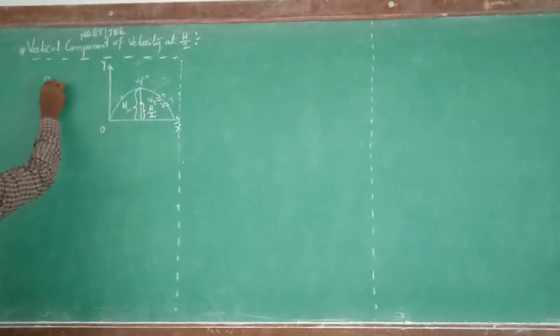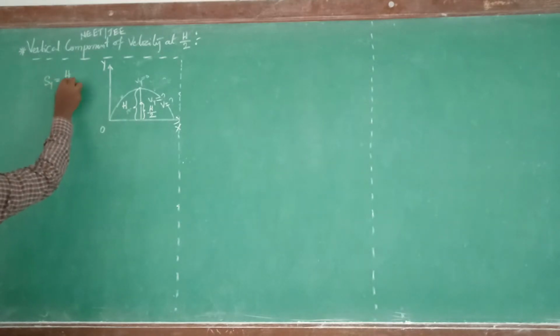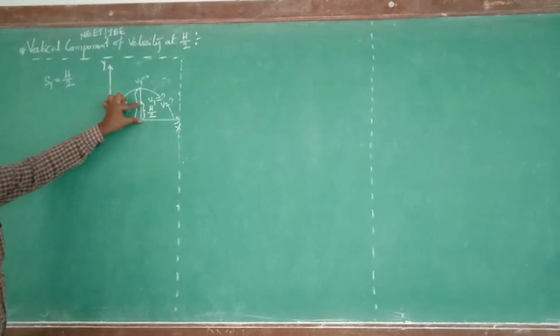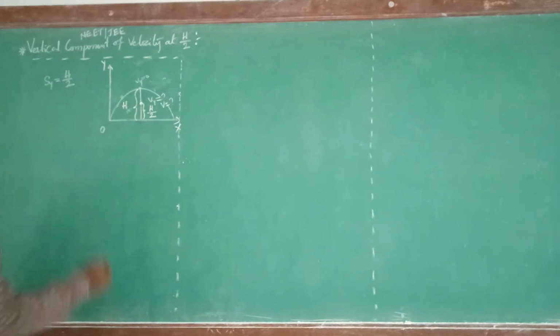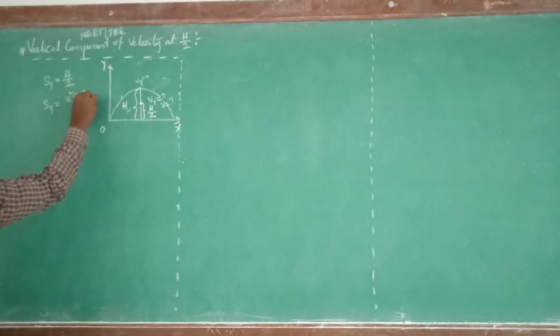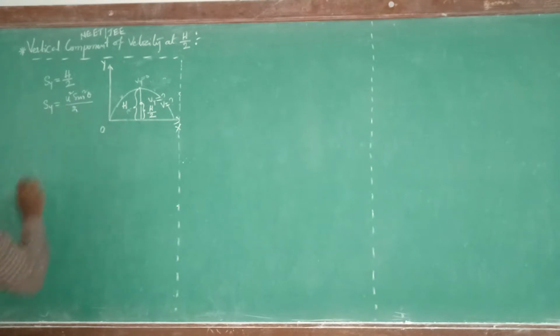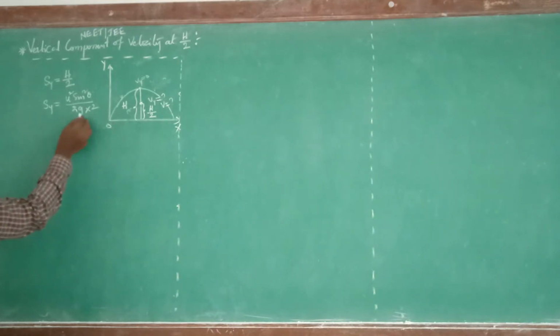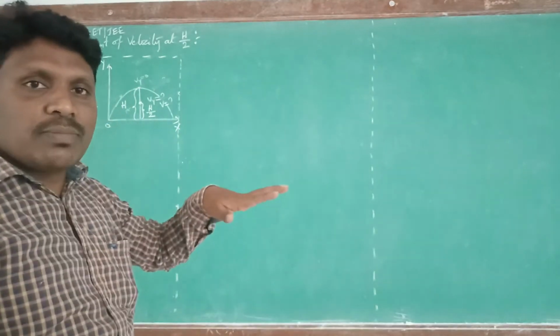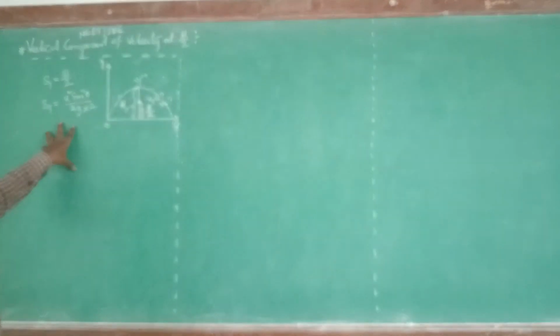Here Sy is equal to h by 2, whereas this is the total h. We are considering the displacement in the y direction, that is h by 2. So here Sy is equal to u square sin square theta by 2g, into again the denominator 2. This is the Sy, the displacement in the vertical direction.